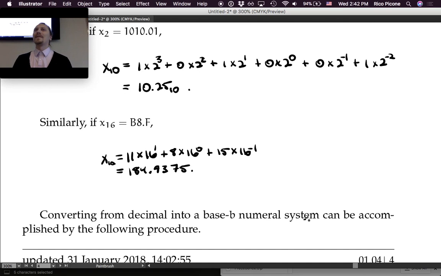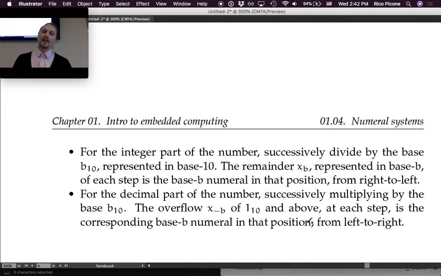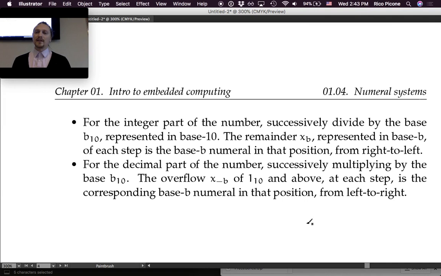Okay. Converting from decimal into a base B numeral system can be accomplished by the following procedure. For the integer part of the number, successively divide by the base B10 represented in base 10. The remainder, x in base b, represented in base b, of each step is the base b numeral in that position from right to left. I know that is really hard to parse, so that's why we're going to do an example.